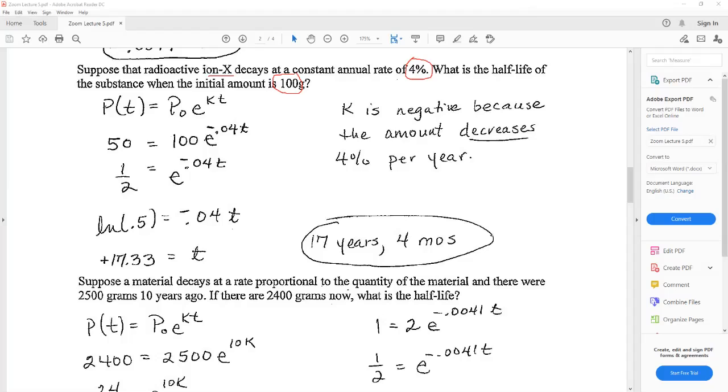Okay, so this one is the same concept, right? We know that we are losing 4%. It's decaying at a constant rate, and we know it's going to fit a decay model.